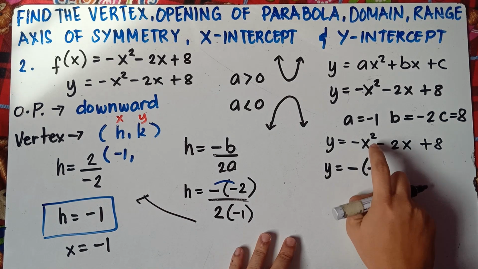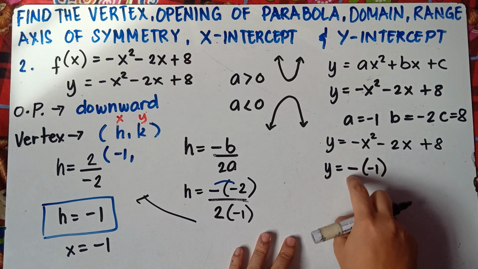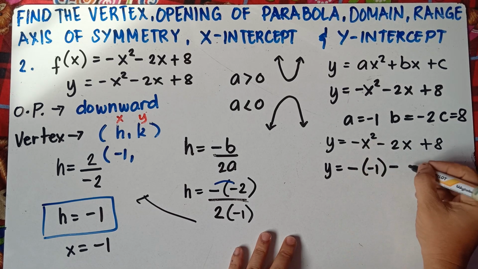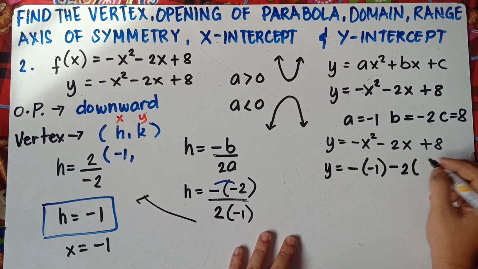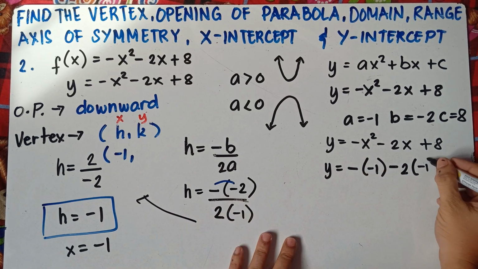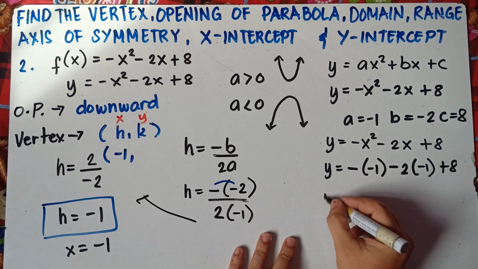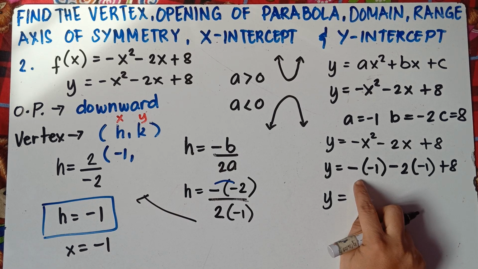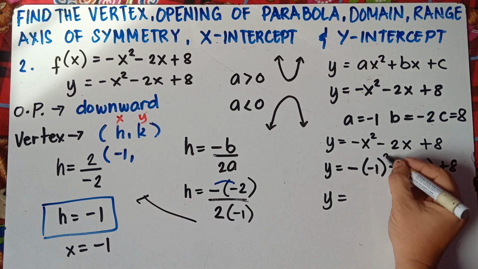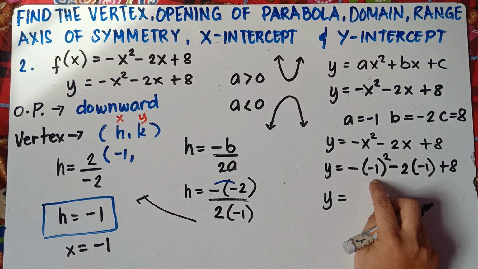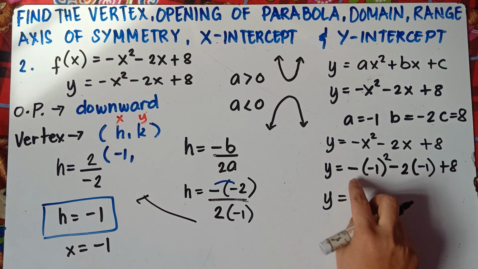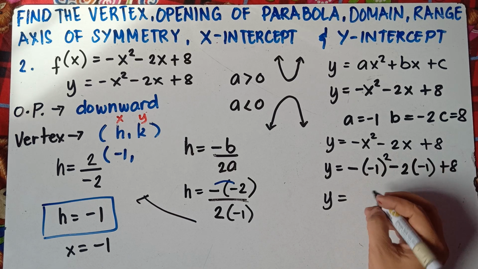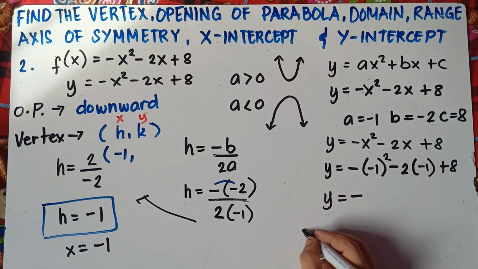So negative 1 squared, right? Once again, copy the negative sign. Then x is negative 1, then squared, minus 2, then x is negative 1, so times negative 1 plus 8. So y equals negative, then negative 1 squared. I'm sorry, I forgot the squared. So copy the negative sign. Once again, do not multiply class. It should be parentheses, exponent. So copy the negative sign. Then negative 1 squared.